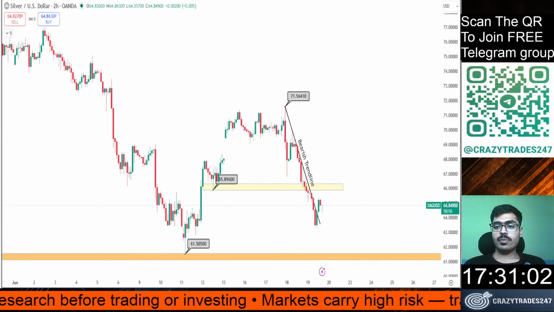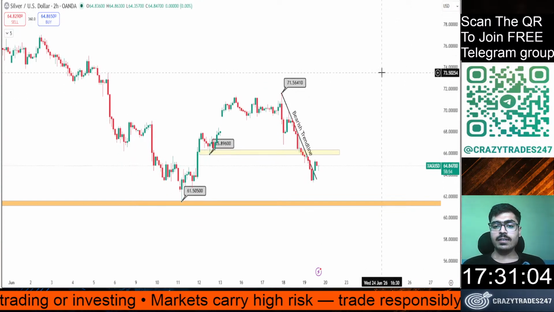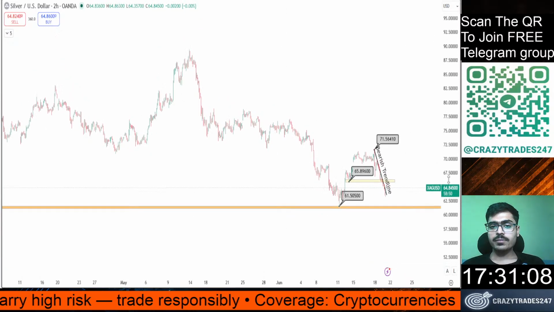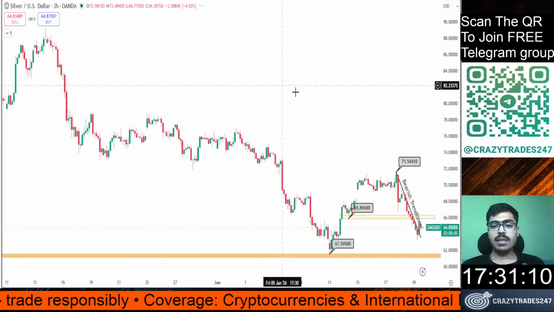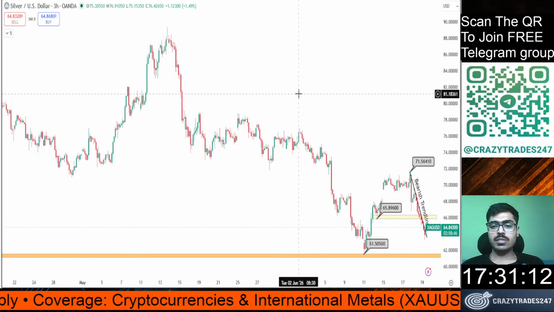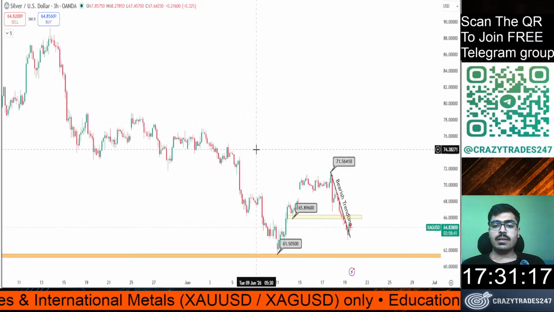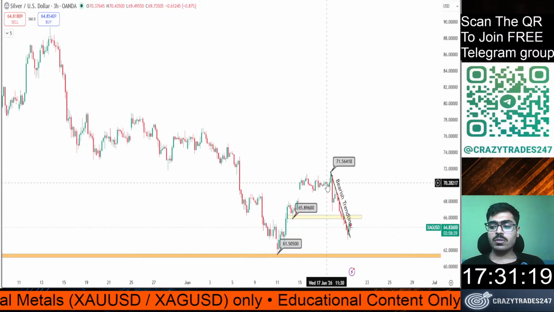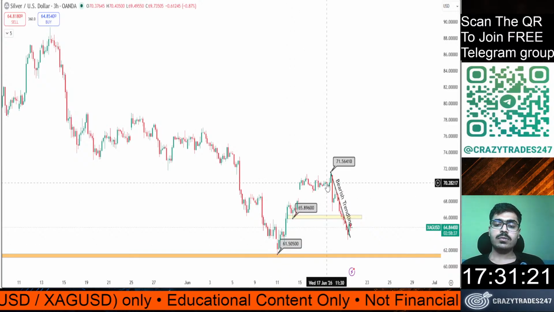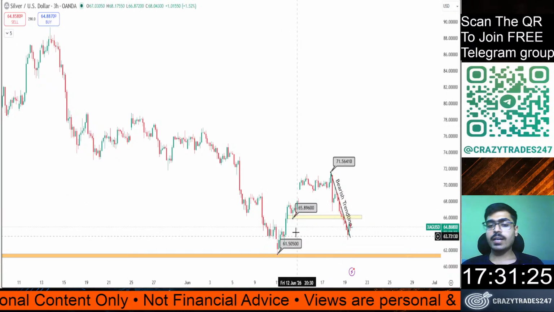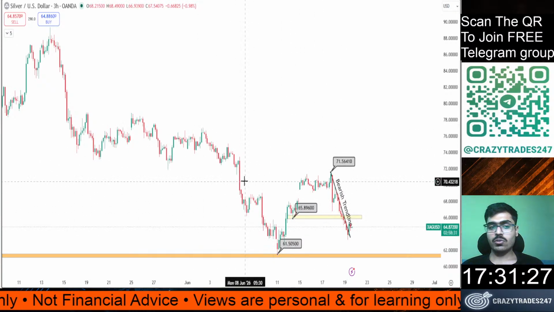So now our perspective is very clear. Silver is in a downtrend, no doubt about it. Price is making a lower lows and lower highs structure. And this up move that we saw was not an attempt at a reversal, but it was actually a pullback, or a corrective rally, of the downfall that we just saw.